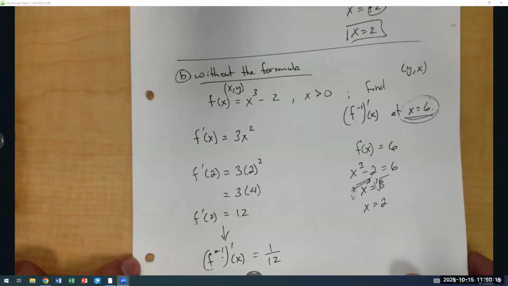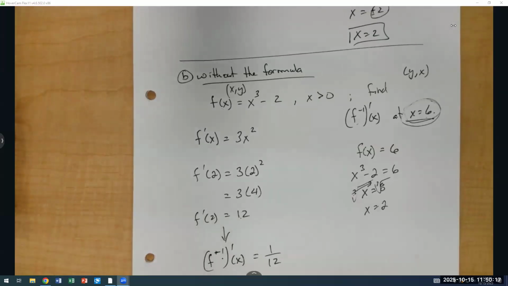Are there problems where you can't use the method without the formula, or where you're not allowed to use the formula? Good question. Theoretically, I'd say no, you can do either way.